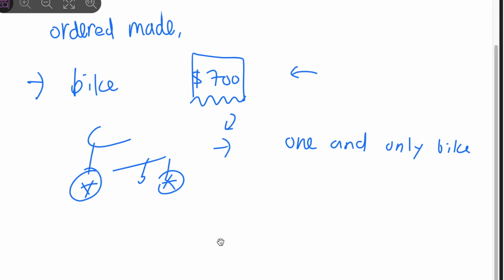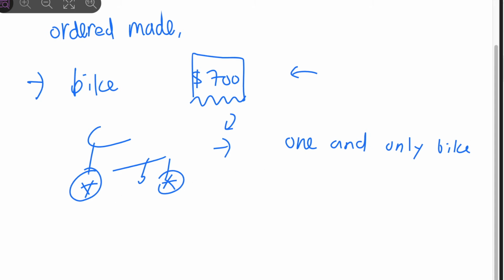So there are 2 types of approach to the perfectly discriminated price. One is if the producer knows all of the information, or otherwise we can give all information to the producer so he can make a special bike just for me.